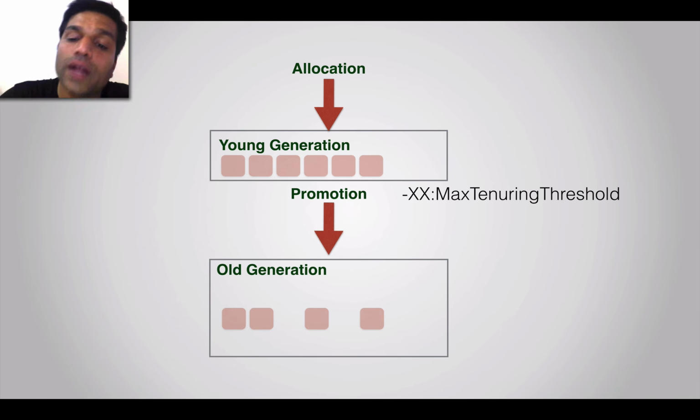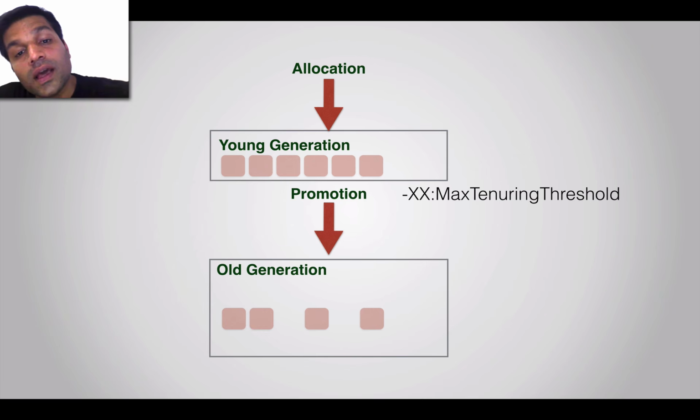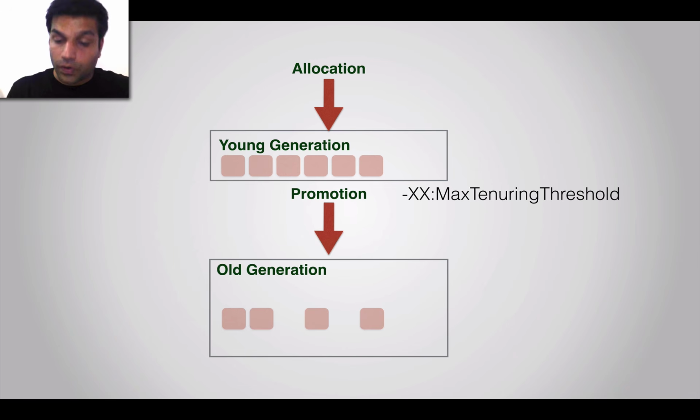That is based on a max tenuring threshold, and all the objects that are living long in survivor or Eden are moved out into the old generation, and there is some breathing space again back in the young generation. So those are the basic functionality of the garbage collector and how it is implemented. So what happens when the old generation gets full?